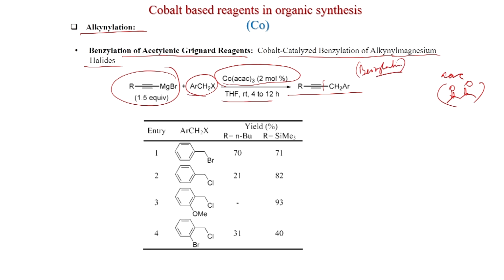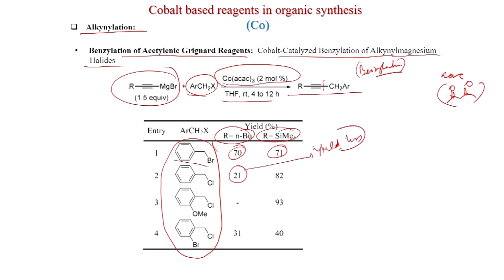And if you see the scope of this reaction, different benzyl groups containing compounds can be used like benzyl bromide, and here this alkyne, when R is equal to n-butyl you get 70% yield, R is equal to SiMe3 you get 71. But if you use benzyl chloride, then for the n-butyl case, R is equal to n-butyl, you get only 21% yield. So, yield is less here. However, if you use SiMe3 yield goes to 82%. An ortho group can also be tolerated like methoxy bromo. In this case very good yield, R is equal to SiMe3 93%, here almost similar yield, n-butyl, SiMe3.